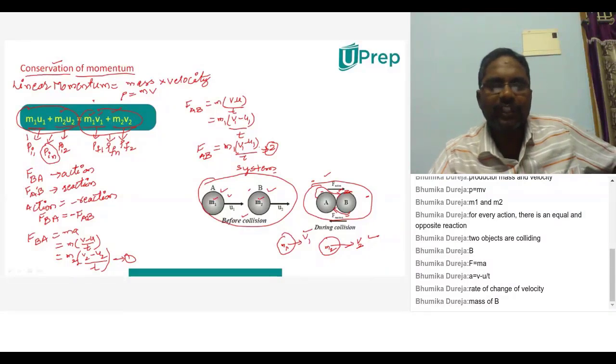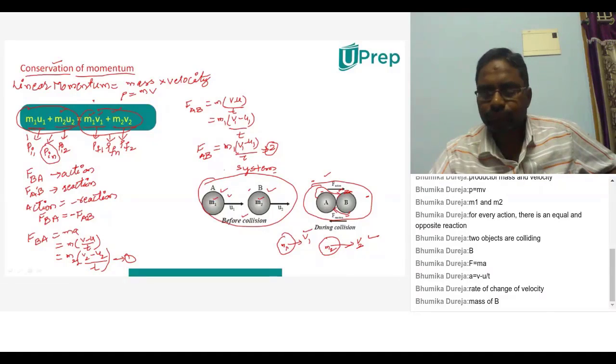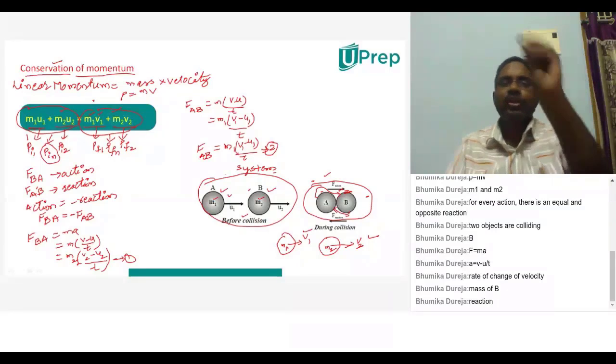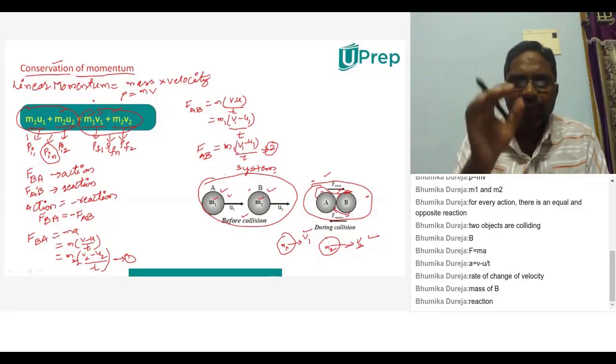Now tell me, equation number 1, whether it is action or reaction. FBA will be action or reaction? Action. Very good. What is FAB? Reaction. Right. Now what is the equation form for Newton's third law?